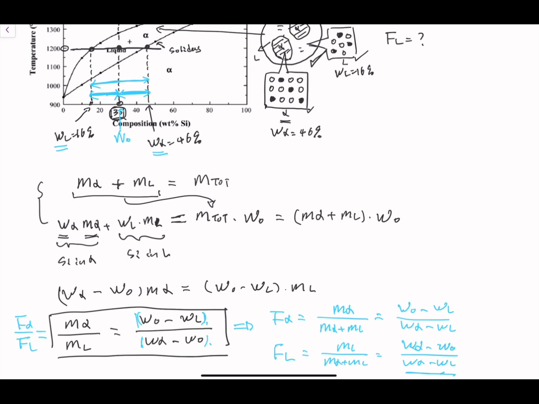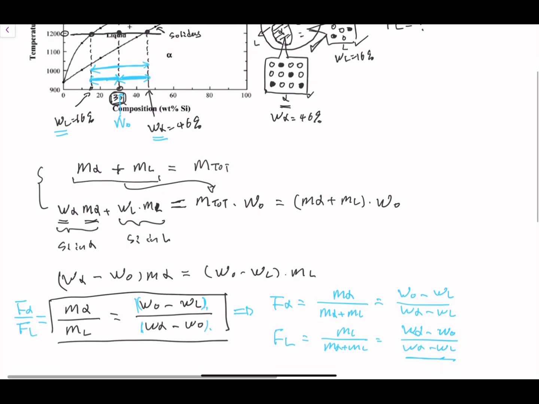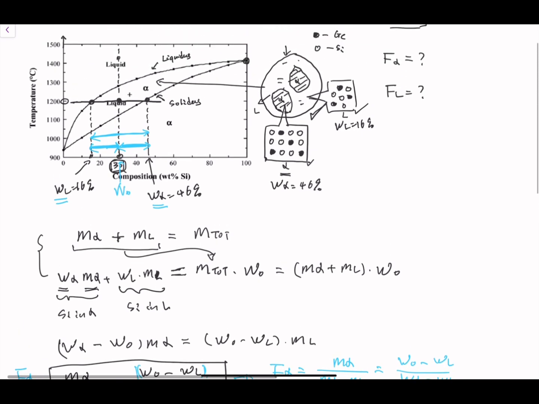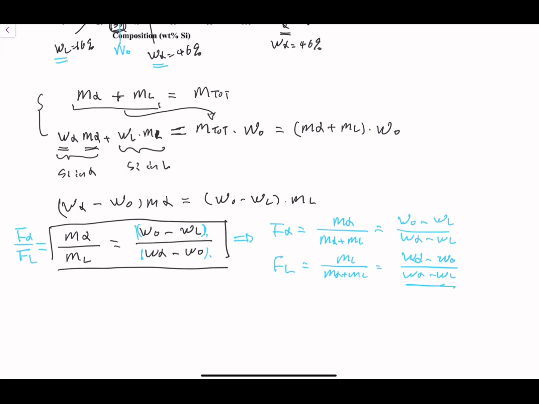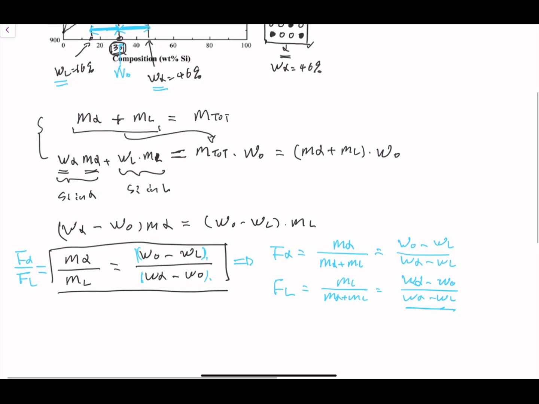Okay, now how can we use that? Well, because we already identified all the compositions we have. So again, what we're interested in is the fraction of these two different phases, right? And now we know these fractions can be computed from their compositions. So what we have to do is just to list their compositions. There are three compositions we have to work with. The first one is the overall composition of the system, which is 30%. And then the alpha composition is 46%, and then the liquid composition is 16%, right? So these are the three compositions we have.